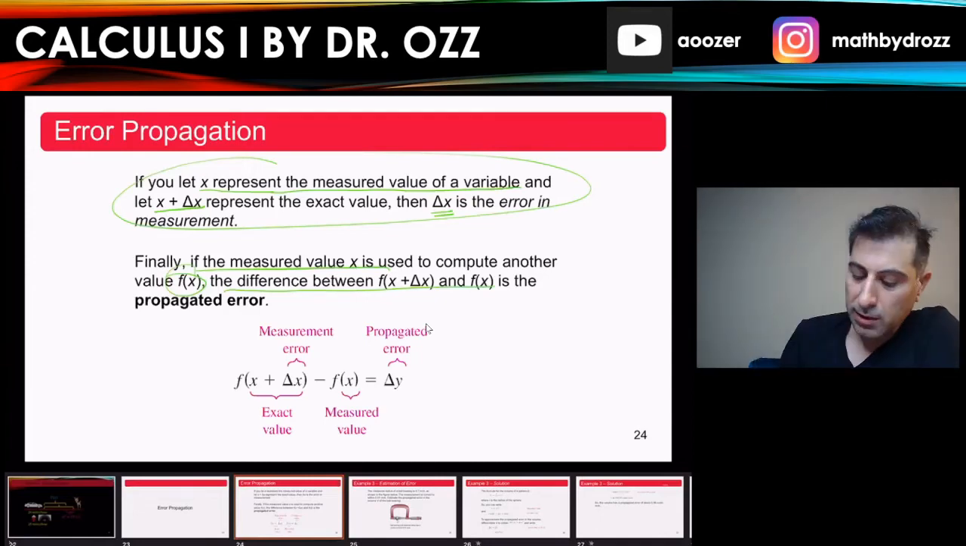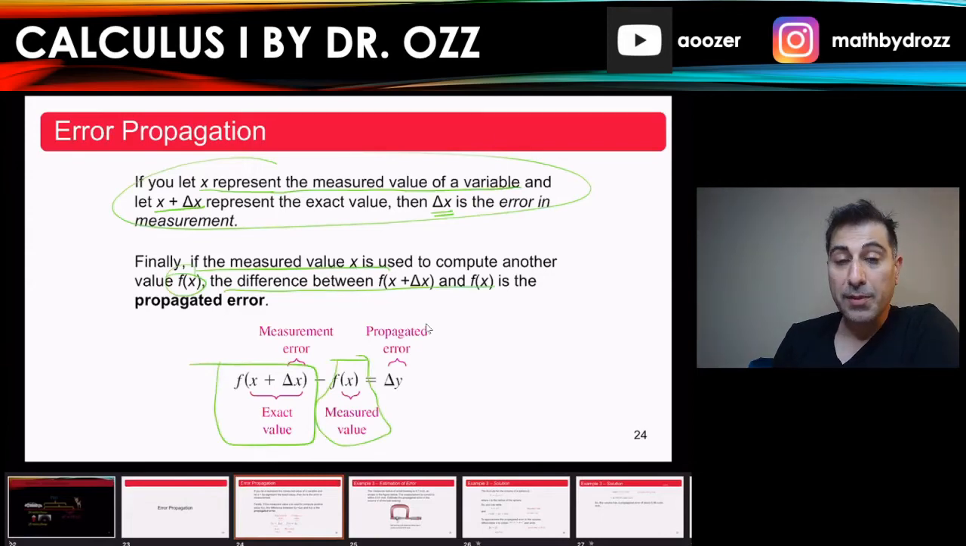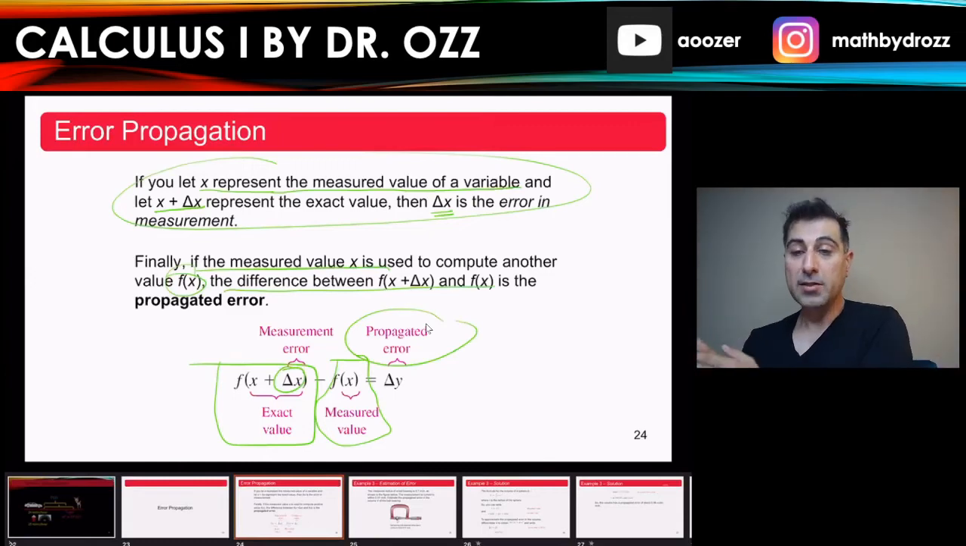So here we go. f of x plus delta x in this case is the exact value, and f of x is the measured value. The difference is going to be the propagated error. This delta x is the measurement error, and the corresponding change in the value of the function is going to be called the propagated error. So measurement error causes propagated error.